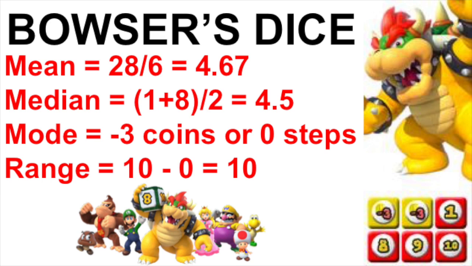So you might have noticed that Bowser has the best mean and median out of the characters we've compared so far. However, he also has the worst mode, right? The most popular option is to get -3 coins. This brought up a few reflection questions that you will see in the worksheet.